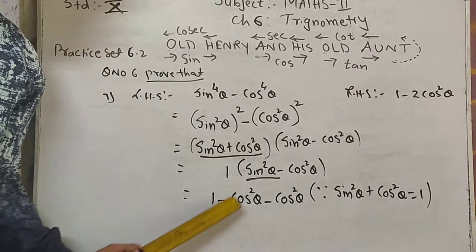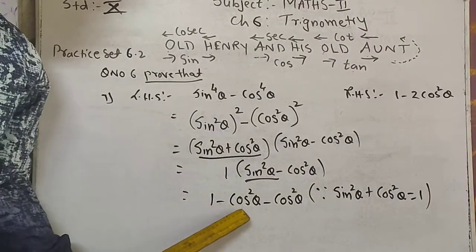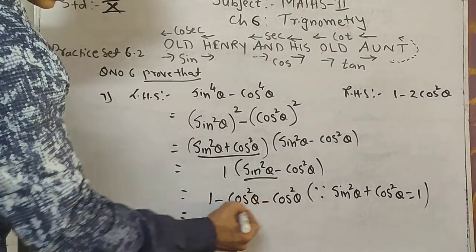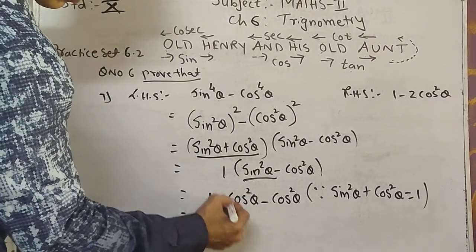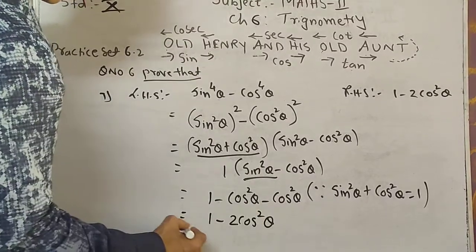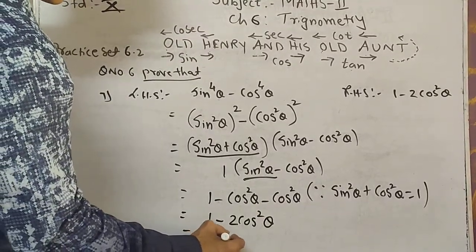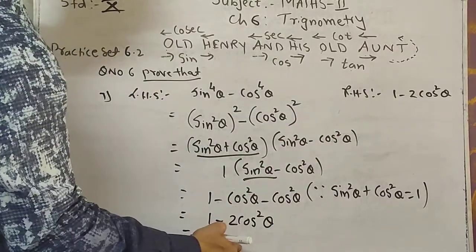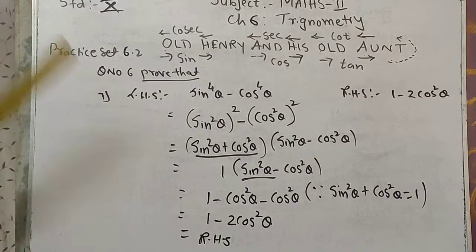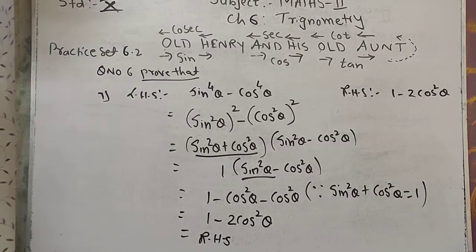So this is what we get. Sine square theta means 1 minus cos square theta. And here you can see minus minus is plus. So 1 plus 1 is 2, so we get 1 minus 2 cos square theta. So left hand side equals right hand side. See, very easily we got the answer for the 7th one. Please copy it down.